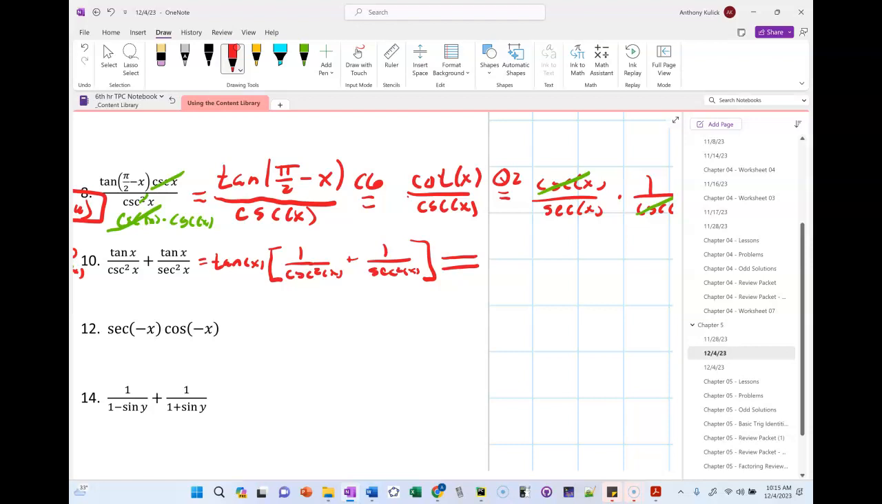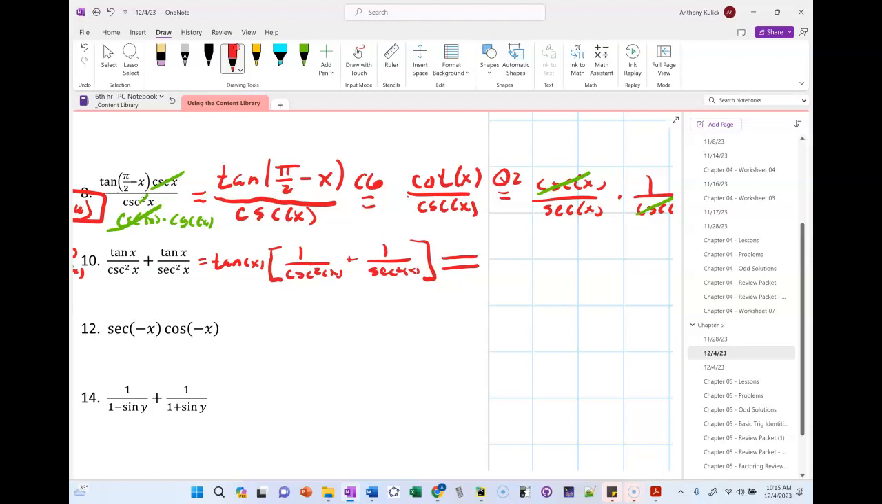To turn tangent into something over something? Yeah. I would pass on that. I don't think I would do that here. I wouldn't want to change a denominator without addition and subtraction into a denominator with addition and subtraction. That's usually going in the wrong direction. I don't really know which one to choose.